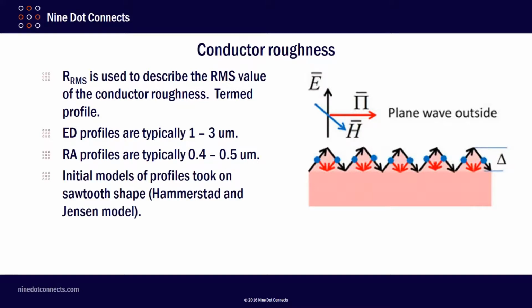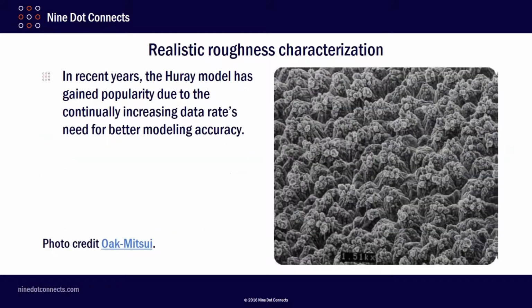The initial models of these profiles took on a sawtooth shape. It was called the Hammerstedt and Jensen model. The problem with this model is, as we got higher and higher frequencies, the model wasn't able to predict properly the losses involved. And what they came to find out is it's because the model had the loss saturating at a value of 2, when in fact it could go quite a bit higher. So in recent years, a different model was created called the Huray model. It gained popularity due to the continually increasing data rates needing better modeling accuracy.